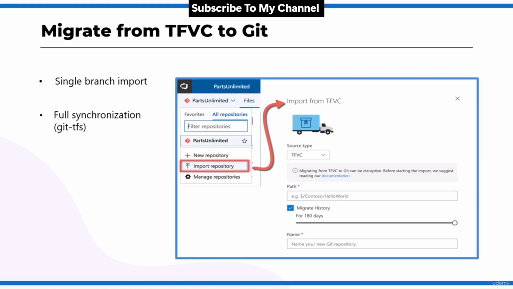If you have already developed certain things on TFVC and now you are migrating to Git, that can be really easy, because most teams wish they could reorganize their source control structure. When they are migrating to Git, it could be an excellent opportunity to restructure your repository. If you really plan to do that, you can use a single branch import feature, or you can do a full synchronization using Git-TFS. There is separate in-depth learning for this, but that is out of the scope of this learning, so we are not going in-depth into that. But yes, you can migrate from TFVC to Git.